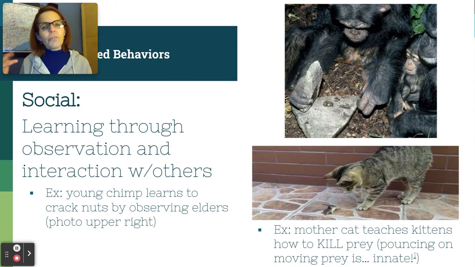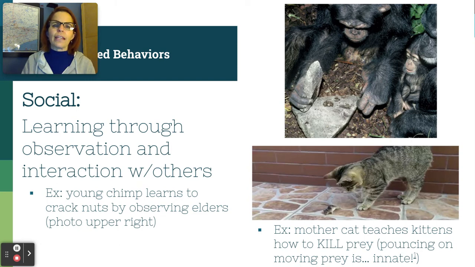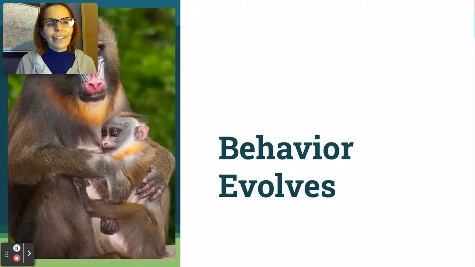Same thing down below. Kittens innately know how to pounce on moving things, so they sort of hunt innately. They automatically know how to pounce on things. But they don't know how to kill. They don't know how to swiftly kill their prey. And so that's something that the mother has to teach. So that's an example of social learning in that case.